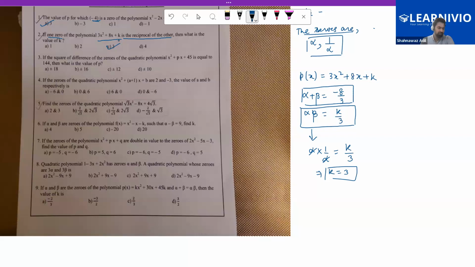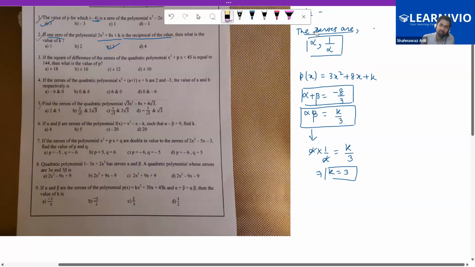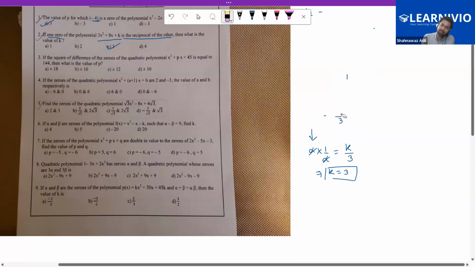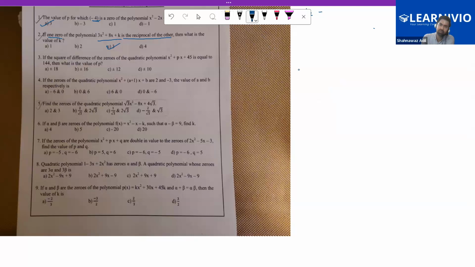Okay, so now let us do the next question. Please tell me whenever you have any doubt, right? If you have any kind of doubt, please tell. Okay, if the square of the difference of the zeros of the quadratic polynomial, right?